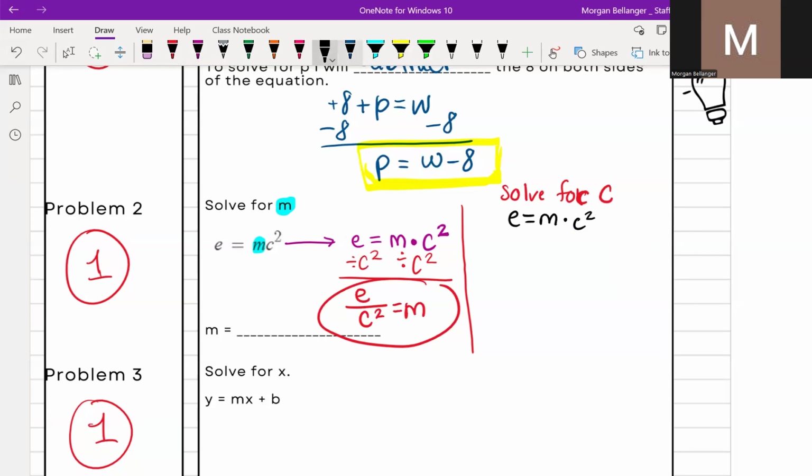So we can't distribute, we can't combine like terms. Our first step is going to be to get that C on one side by itself. I'm once again going to divide, but this time I'm dividing by M. So I have E over M is equal to C squared. Now, what we have not talked about before is what to do to get rid of an exponent. So in this case, we have an exponent of 2. So how we're going to get rid of that would be doing a square root or a root 2.